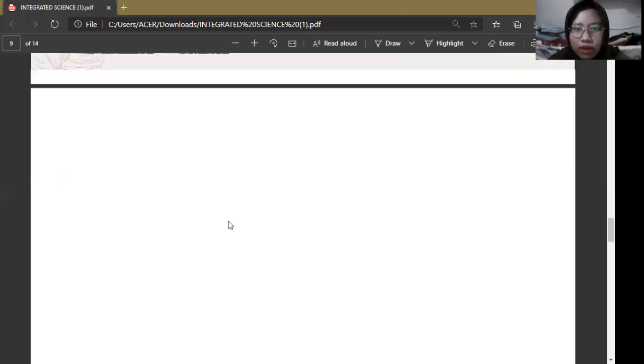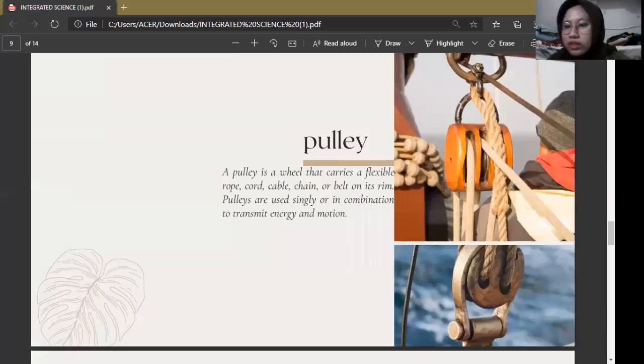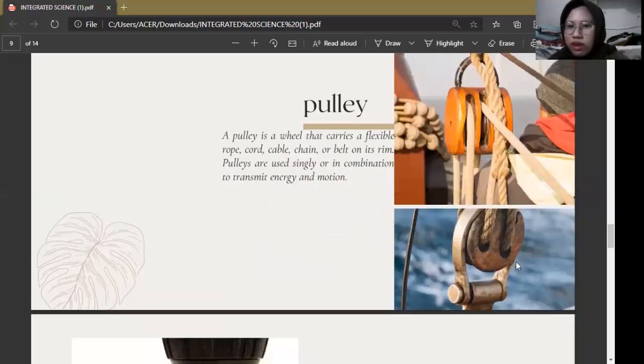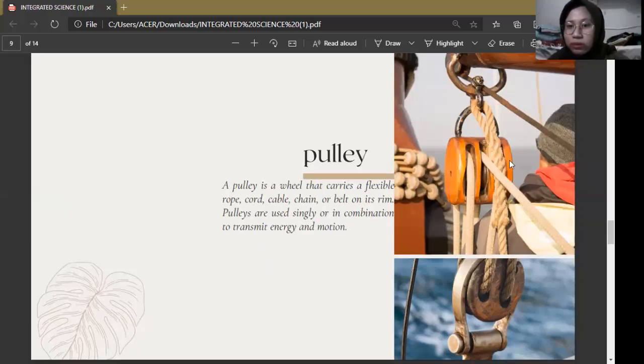And then the next one is very interesting, the pulley. So this is a pulley, the one you can find in your house at the top of the wall. A pulley is a wheel that carries a flexible rope, cord, cable, chain, or belt on its rim. Pulleys are used singly or in combination to transmit energy and motion. You can see that the first picture is a single pulley because you only use one cable, and then it turns out all good, all perfect.